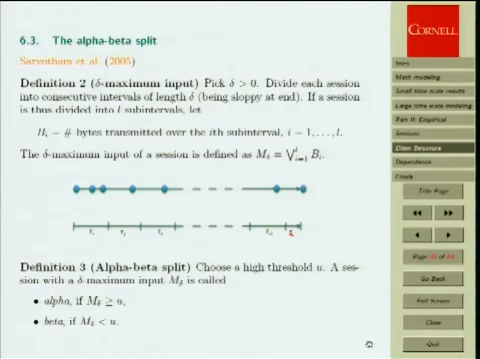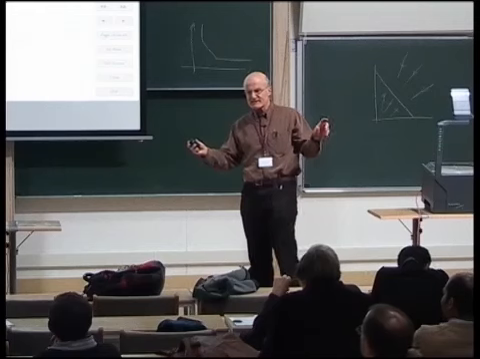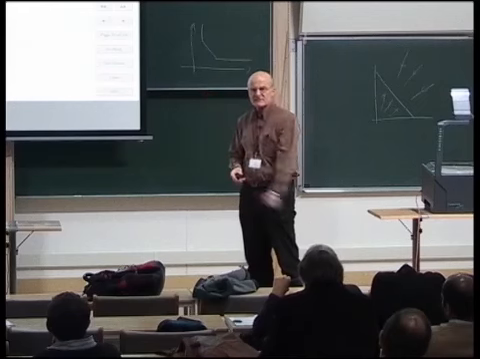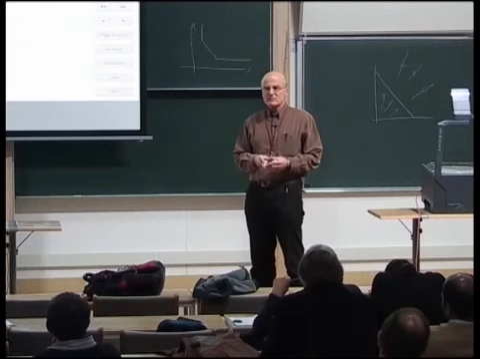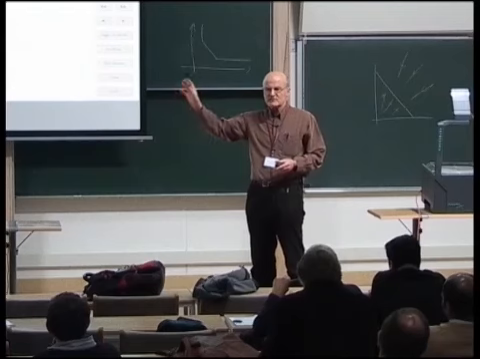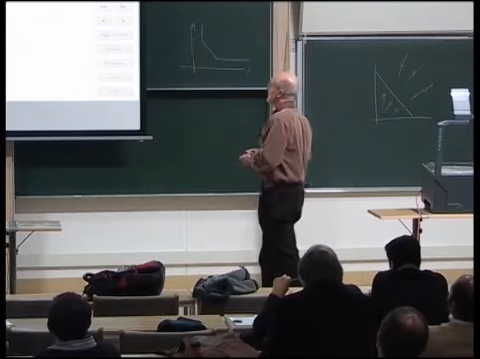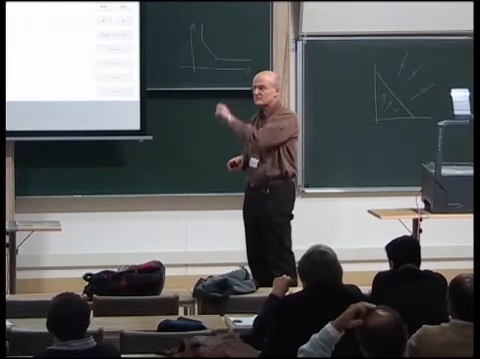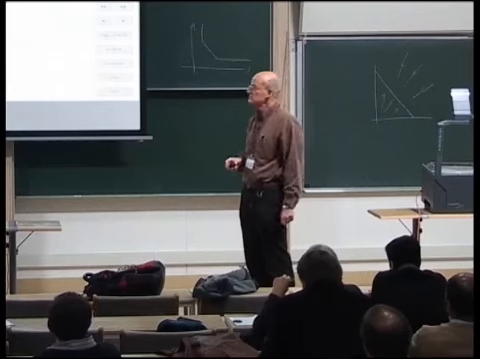Now, there was this quantity called the alpha-beta split. And what they did was the following. You have your session. You pick a delta, a small number. Chop the session up into intervals of length delta. And when you run out of things at the end, don't worry too much about it. And then you count the number of bytes in the subintervals. You take the maximum, and that's what they call the peak rate.